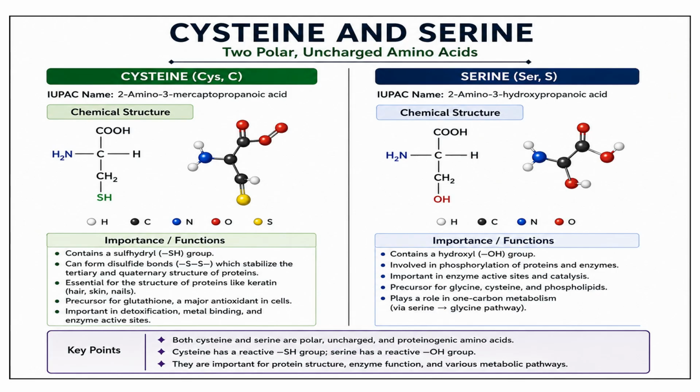Serine residues are important in the active sites of enzymes and can directly participate in catalysis. They can also undergo phosphorylation, an important mechanism for regulating protein activity and cellular signaling. Serine can be converted to glycine, contributing to one-carbon metabolism. Key difference: cysteine has a reactive SH group, whereas serine has a reactive OH group. Both play important roles in protein structure, enzyme function, and metabolism.